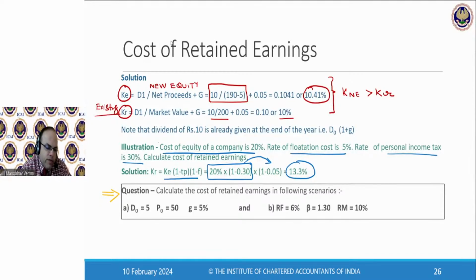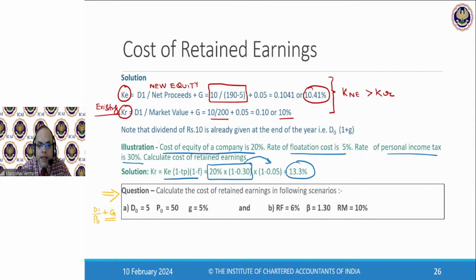Those of you talking about 15.5, good. Some of you are giving me 10.5. I think you forgot to add G. Those of you giving me the answer as 10.5, let me remind you, the formula is D1 upon P0 plus G here. So make sure that you add the growth rate.